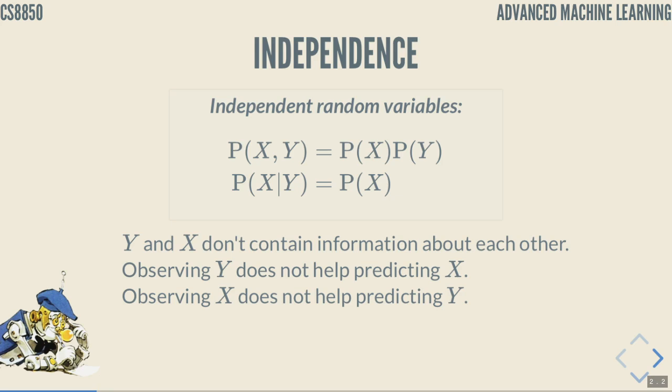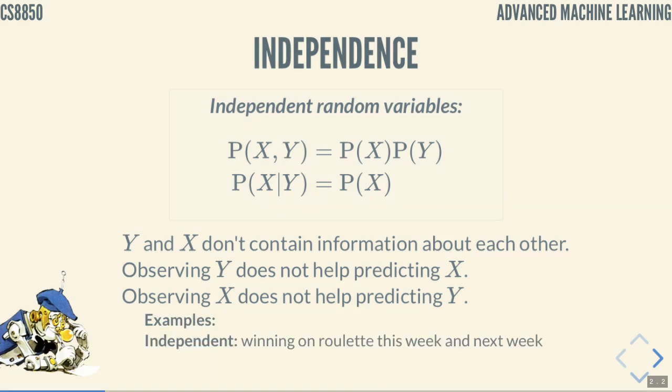But the converse is true as well. Observing x does not help predicting y. For example, independent events: winning on roulette this week and next week. They're independent. Russian roulette is independent as well.